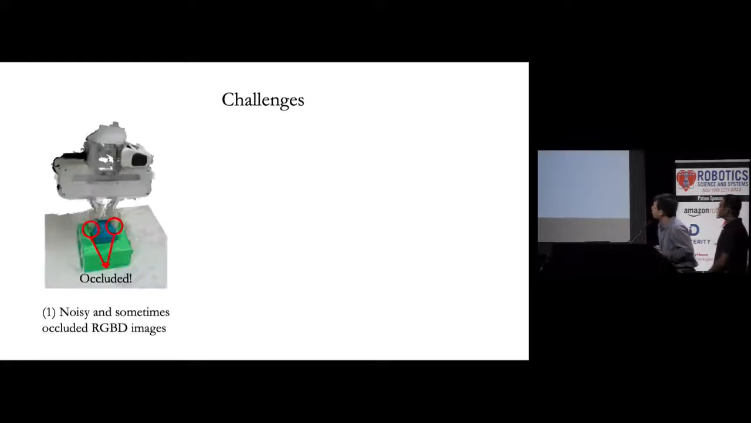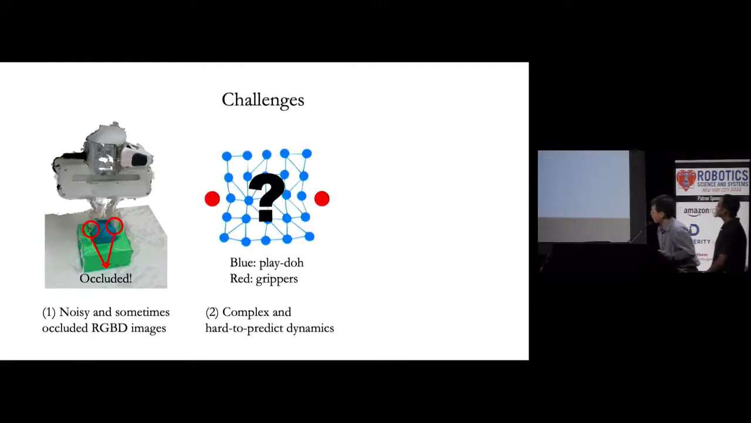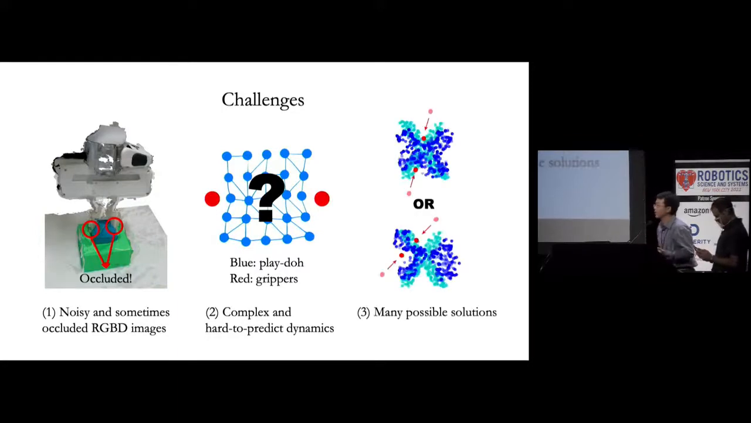It's very challenging to shape an elasto-plastic object into a target shape from perceptive RGBD data. There are many important questions to answer. For example, how to work with noisy and sometimes occluded RGBD images, how to predict the motion of the elasto-plastic objects, which has very complex dynamics, and how to plan a good solution in a very large action space.